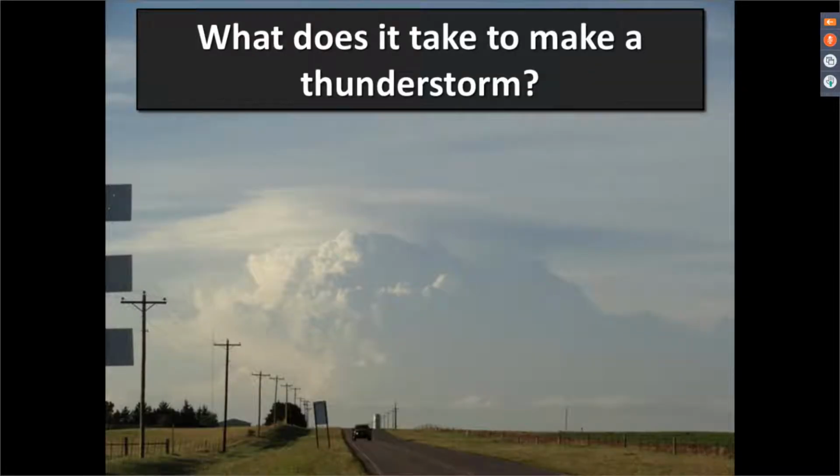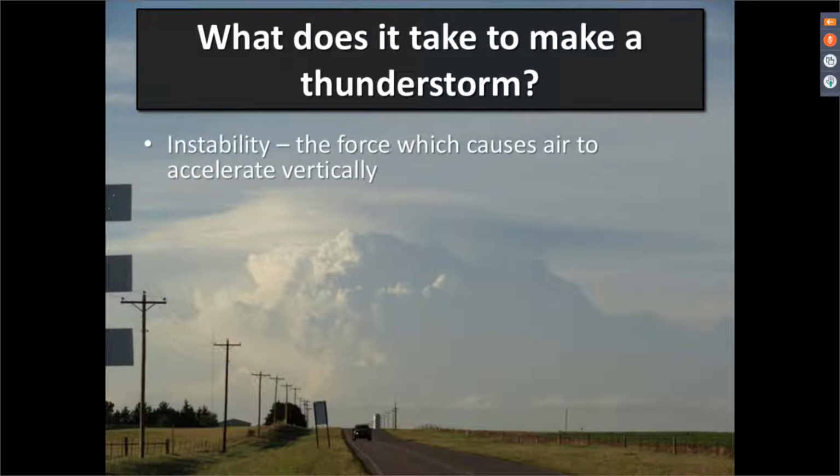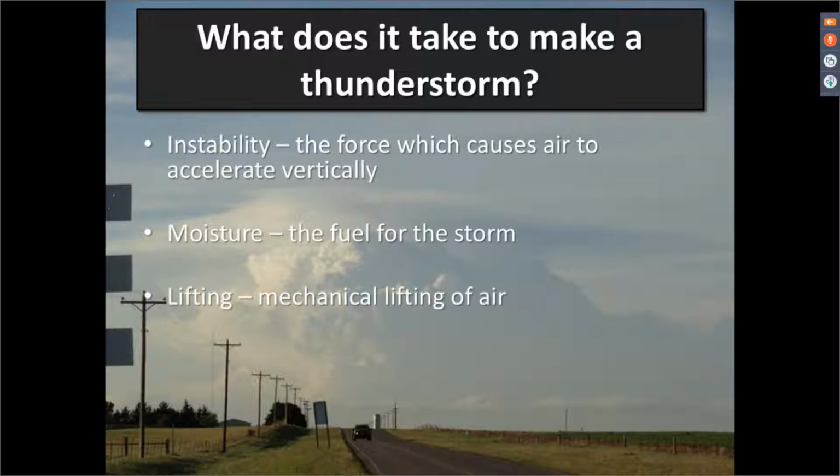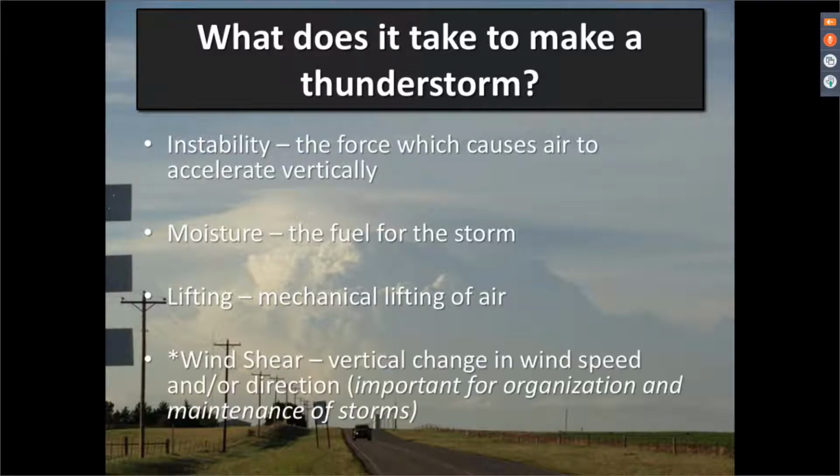Okay, so first of all, what does it take to make a thunderstorm? Well, there's basically 3 ingredients that you need to form a thunderstorm. You need instability, which is basically air rising vertically in the atmosphere. You need a moisture source, which is basically the fuel or the gas for a thunderstorm to form and build. And you need a source of lift, some sort of mechanism that'll lift the air through the atmosphere, something like a front or the heating of the day or something like that.